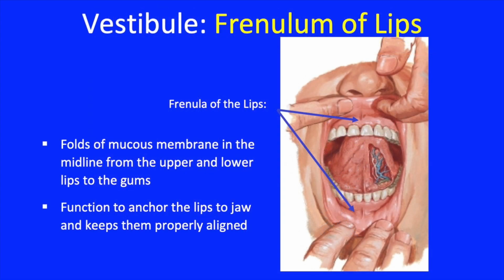Moving inside the lips to the area of the vestibule, we know that there is a ridge of mucous membrane that attaches the upper and lower lips to the respective gums. These are the frenulum. You can feel these with your tongue. Their function is to anchor the lips to the jaw and keep them properly aligned so that we keep food inside our mouths when we eat.